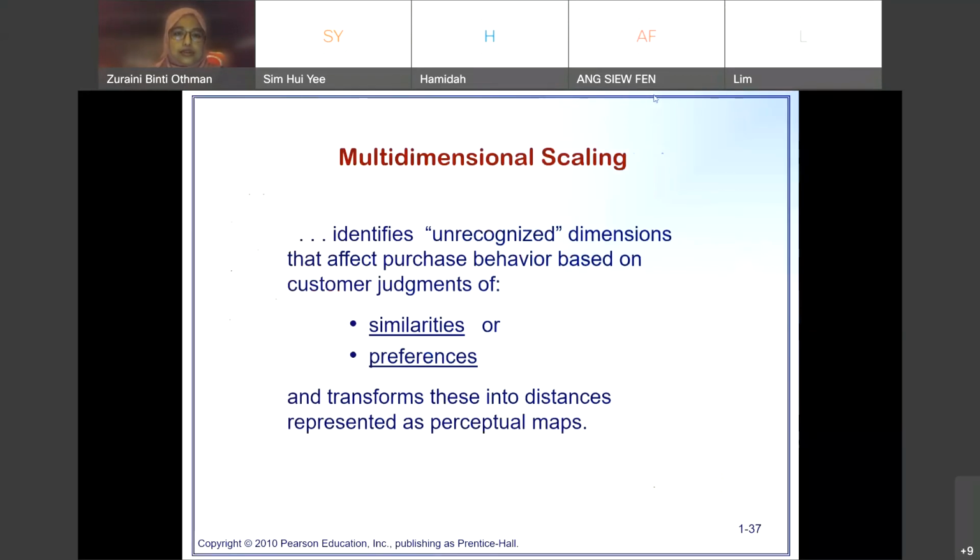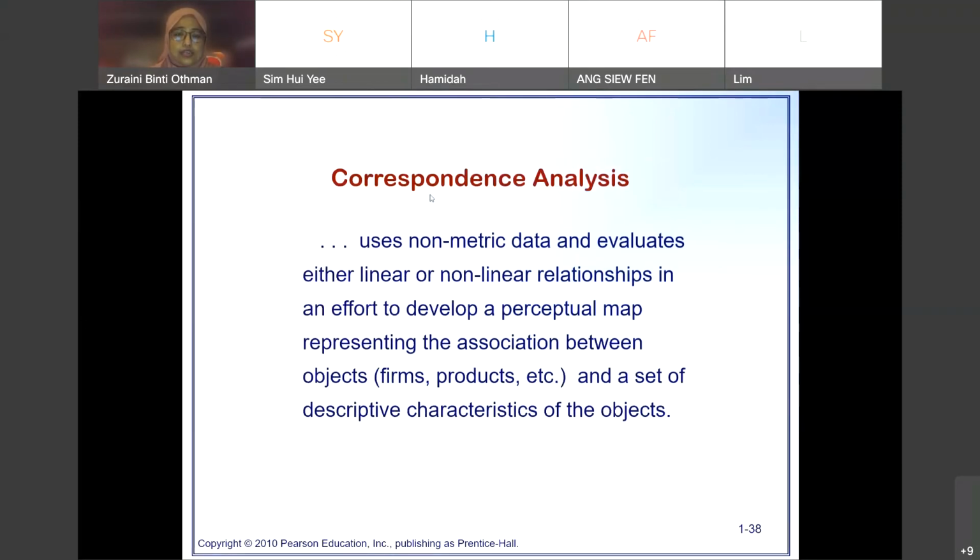Okay, this is multidimensional scaling. It identifies unrecognized dimensions that affect purchase behavior based on customer judgments, like similarity or preference, and transforms these into distances represented as perceptual maps. Okay, this is the overview of multidimensional scaling analysis. Then correspondence analysis uses non-metric data and evaluates either linear or non-linear relationships in an effort to develop a perceptual map representing the association between objects and a set of descriptive characteristics of the objects.